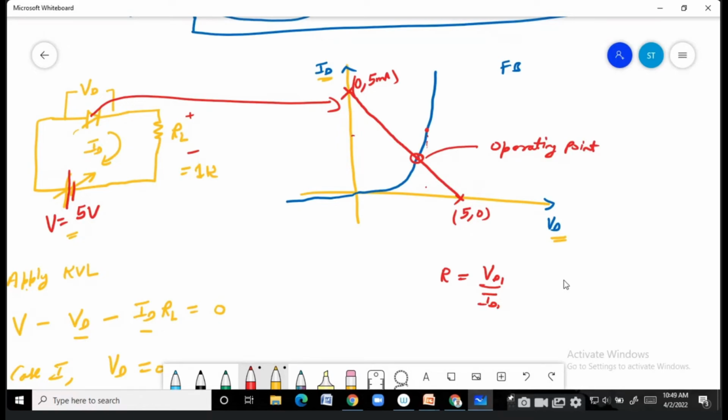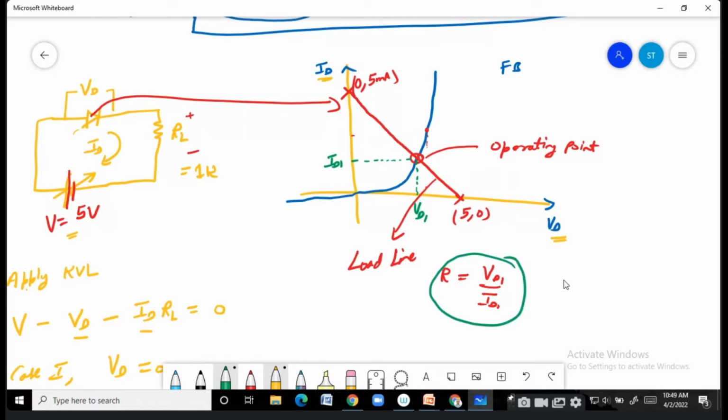Okay, corresponding to that, and corresponding to this given circuit in which RL is 1 kilo ohm, I end up with this line. This line is called a load line. The load line intersects your characteristic at a particular point, and now your procedure starts: from this point you drop a perpendicular on the x-axis. This becomes your VD1. From this point you drop a perpendicular on the y-axis. This will give you your ID1, and this will give you the static resistance of the diode.